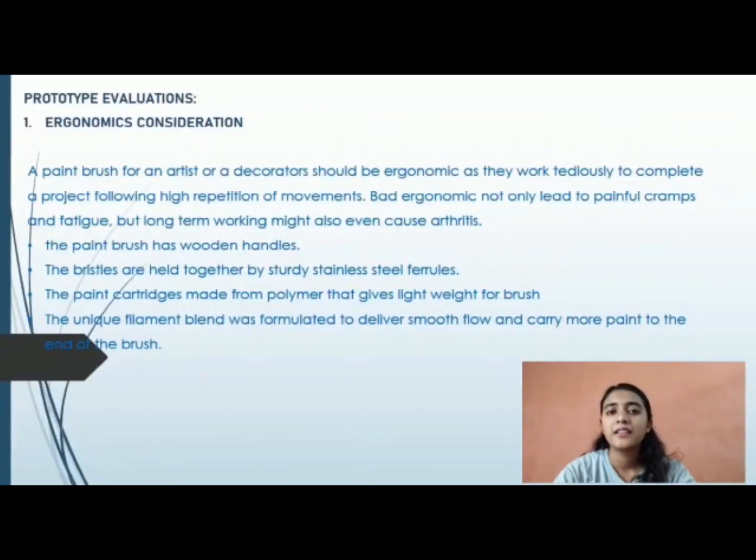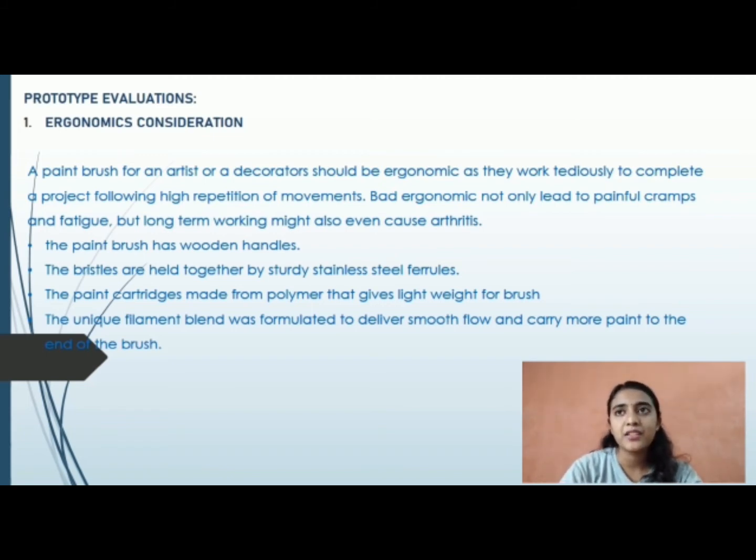The next is the prototype evaluation. The first is ergonomics consideration. A paintbrush for an artist or decorator should be ergonomic as they work tediously to complete a project, involving high repetition of movements. Bad ergonomics not only lead to painful cramps and fatigue, but long-term working might also cause arthritis.